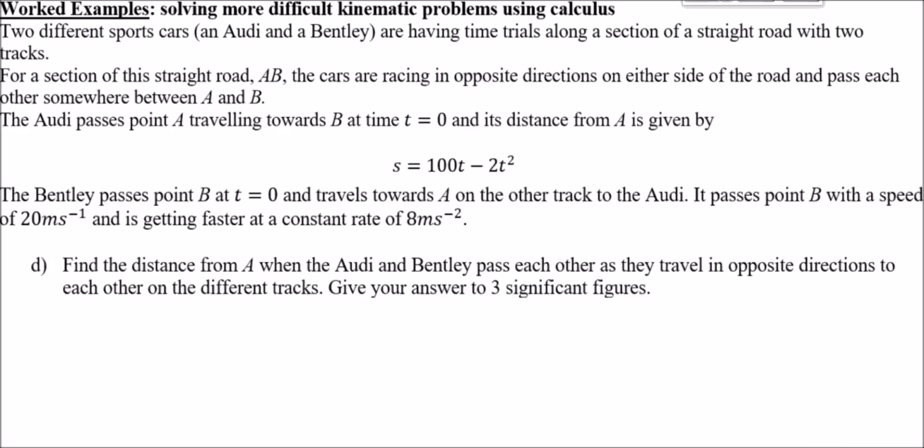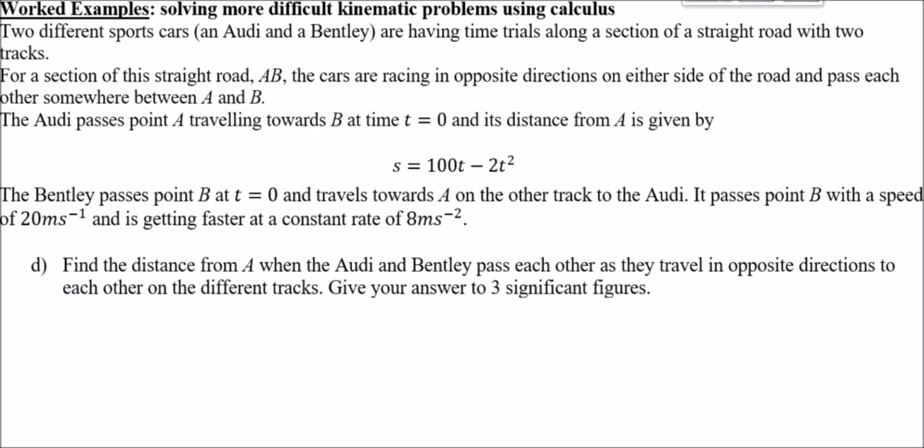Final part of this question, part D, is we need to work out now about the Bentley. So the Bentley's coming from the opposite end. The Bentley passes point B and travels towards A on the other track, going towards the Audi. So it passes point B with a speed of 20 meters per second and is getting faster at a constant rate of 8 meters per second squared. So find the distance from A when the Audi and Bentley pass each other as they travel in opposite directions to each other on the different tracks. Give your answer to 3 significant figures.